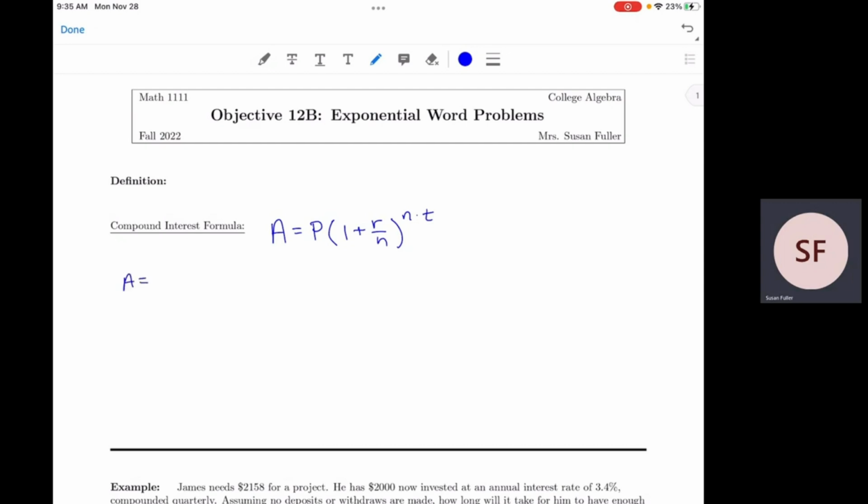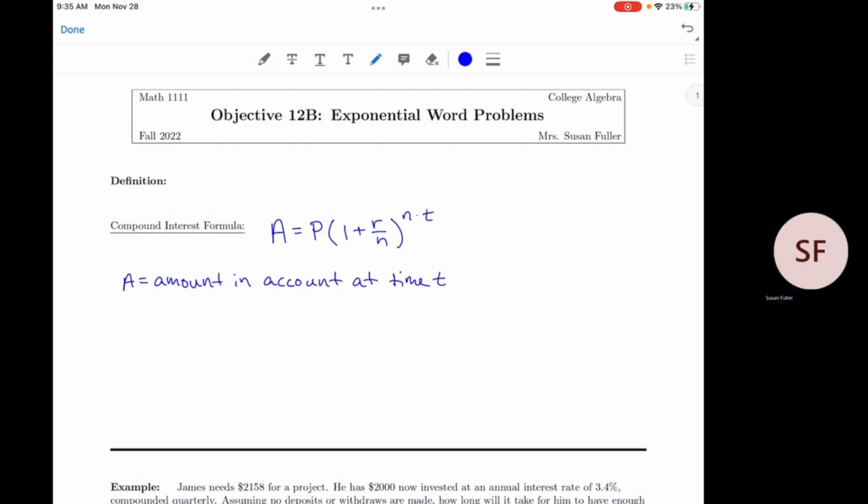So this A is the amount of money in the account at time T. The compound interest formula basically tells you how much money is in a bank account that is compounded a certain number of times per year. So A is the amount that's in the account after it's been in the bank for T years. It's the amount currently in the bank.